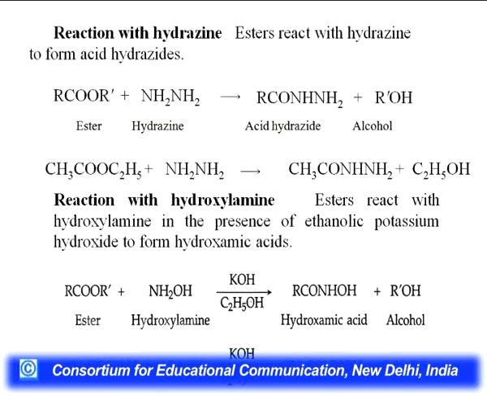Next is the reaction with hydrazine, NH2NH2, to give the acid hydrazides along with alcohol. An example is also there. Next reaction is with hydroxylamine, NH2OH. Esters react with hydroxylamine in the presence of ethanolic potassium hydroxide to form hydroxamic acid. You can see the general reaction and the example is also there.